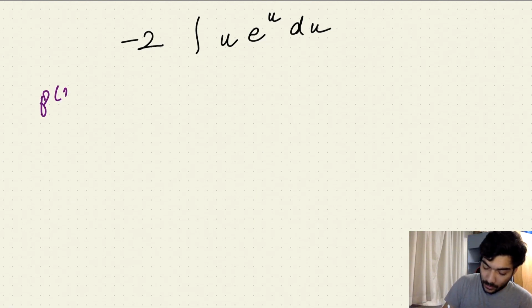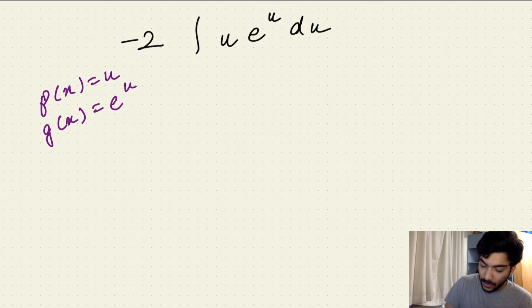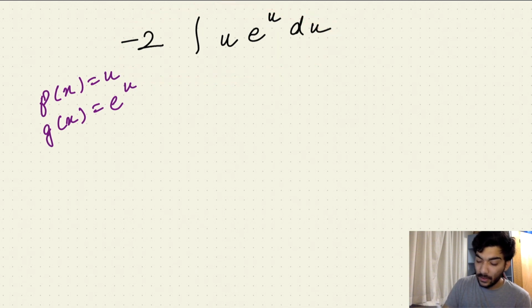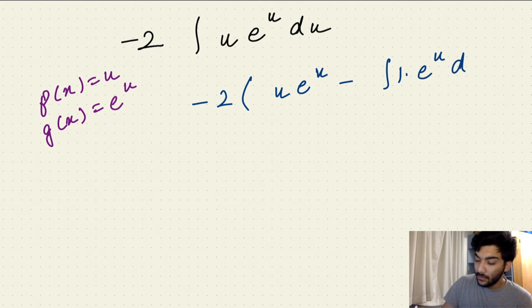So again, our first function is u, our second function in this case is e to the power u, so we'll use integration by parts in order to solve this indefinite integral, and this would become minus 2 times first function as it is, integration of second minus differentiation of first, which is 1, integration of second e to the power u, and then integration of this whole expression. So again, once we solve this indefinite integral, we'll add the constant of integration.